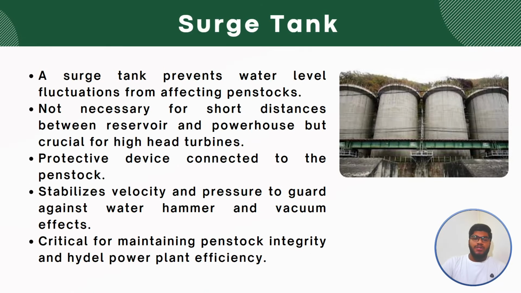Now let us discuss the last component which is used in the hydropower plant, that is the surge tank. A surge tank prevents water level fluctuations from affecting penstocks. It is not necessary for short distances between the reservoir and the powerhouse, but crucial for high head turbines. It is a protective device connected to the penstock, and it also stabilizes the velocity and pressure to guard against water hammer and vacuum effects. It is critical for maintaining the penstock integrity and hydropower plant efficiency.